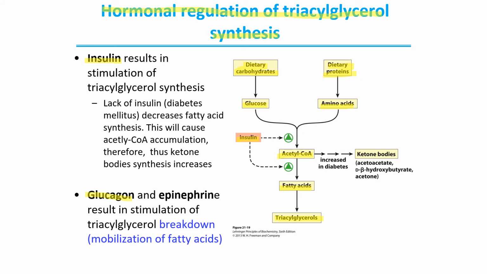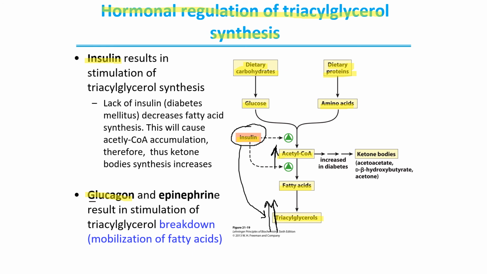A high carbohydrate or high protein diet with the help of insulin secretion results in increased synthesis of these TAGs, because we have too much extra glucose, and that results in too much extra acetyl-CoAs. So we can store it in the form of these fats, that is TAGs.